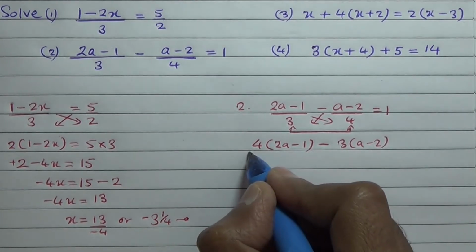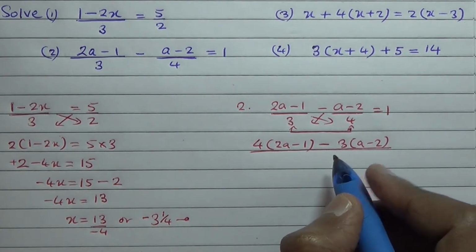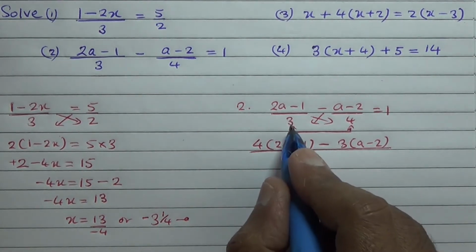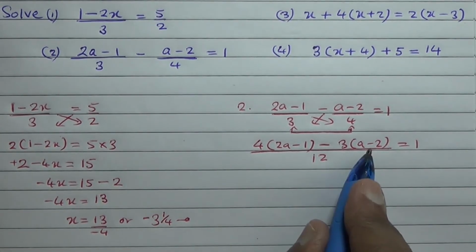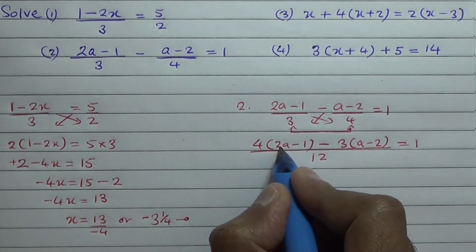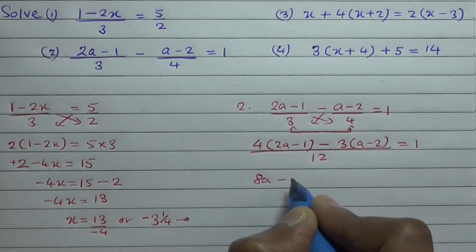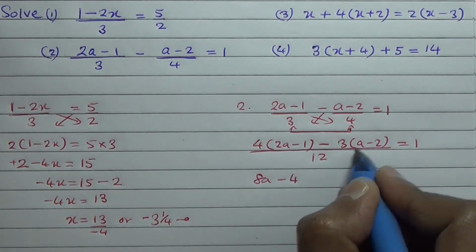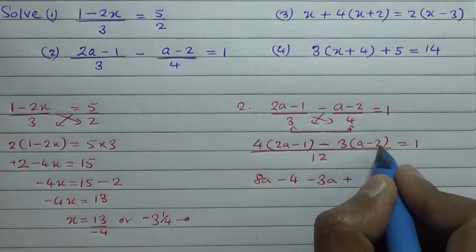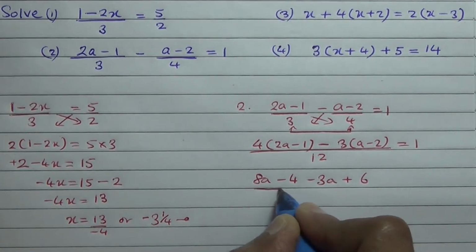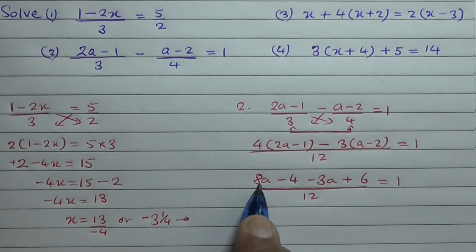A very good idea to put them in brackets so you don't confuse yourself with all the signs like plus and minuses, and you avoid mistakes. 3 times 4 is 12, is equal to 1. Now you're going to distribute, you multiply out. 2a times 4 is 8a. Minus 1 times 4 is minus 4. Minus 3 times a is minus 3a. Minus times minus becomes plus. 3 times 2 is 6. And so on the other side you're going to get 12 times 1.